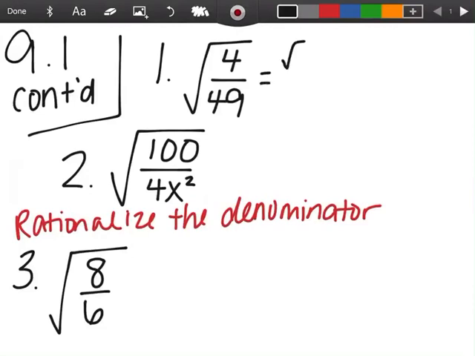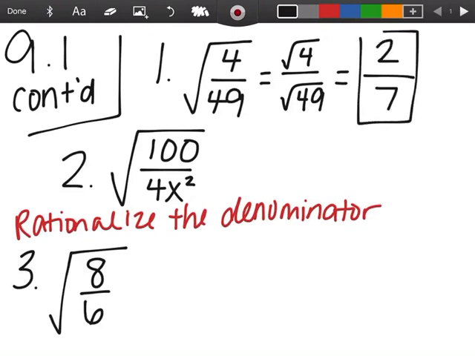as the square root of 4 over the square root of 49. So since the square root of 4 is 2, the square root of 49 is 7, the square root of 4 over 49 is 2/7.